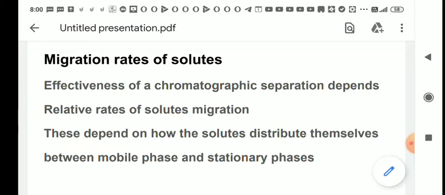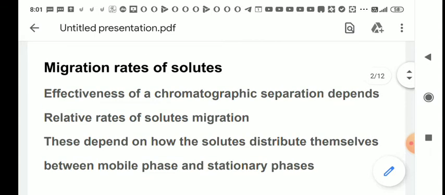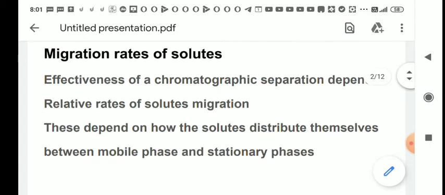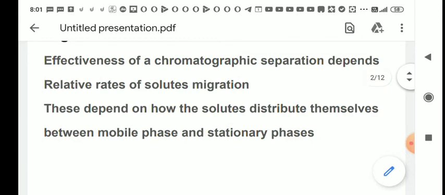Migration rate affects the separation of the mixture. It is very obvious that each and every component of the mixture should have a different rate of migration. Otherwise, the separation will not happen, and only some components may get separated. If you are having components which have similar migration rates, they will not be separated. The effectiveness of a chromatographic separation thus depends on the relative rate of migration, and this depends on how the solutes distribute themselves between the mobile phase and the stationary phase.